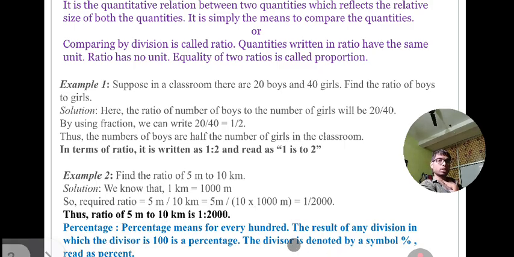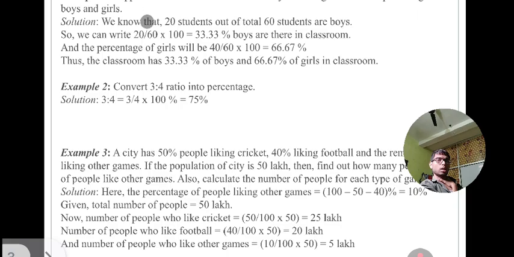Percentage means for every 100, 1 upon 100. The result of any division in which the divisor is 100 is a percentage. The divisor 100 is denoted by this symbol, which is used as percent in the written form. While reading, we call it a percentage.